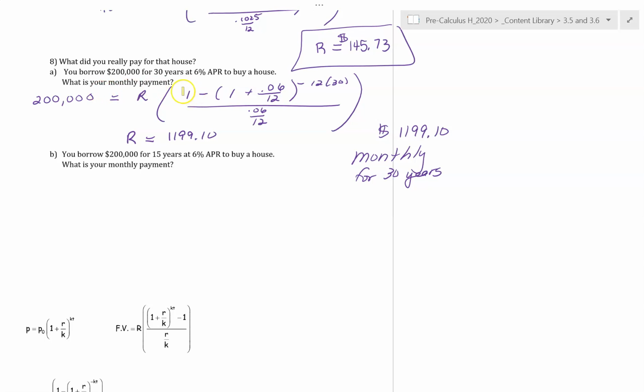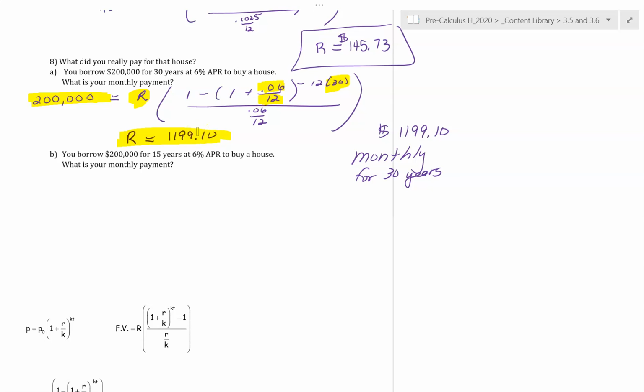So notice we use the present value formula. Our present value is $200,000. The bank is handing that to us today. We have equal periodic payments of capital R. That is not the interest rate, that is the payment. Notice 0.06 is the interest rate, and we're going to compound the interest monthly for 30 years. So when you solve for R, hopefully you have approximately $1,200.